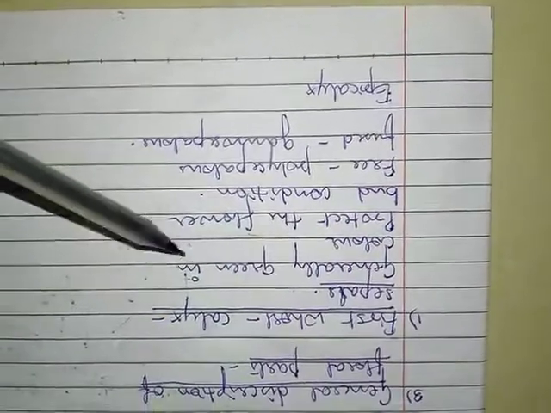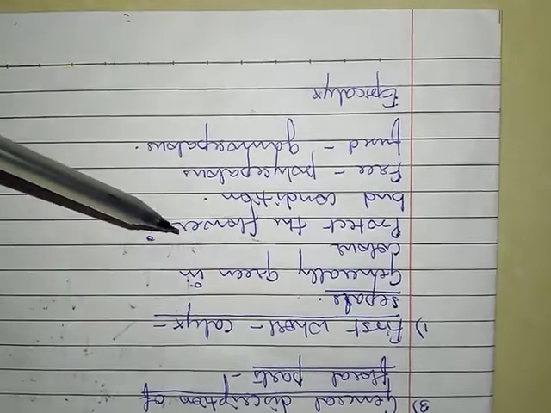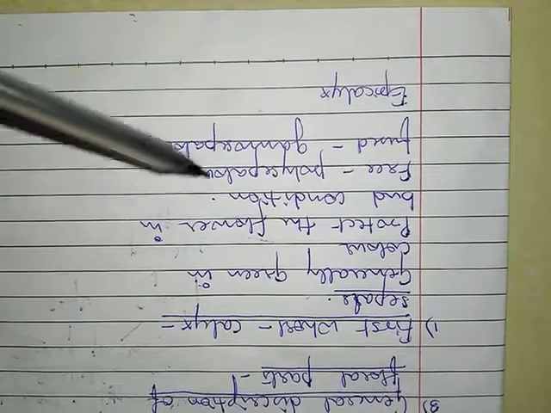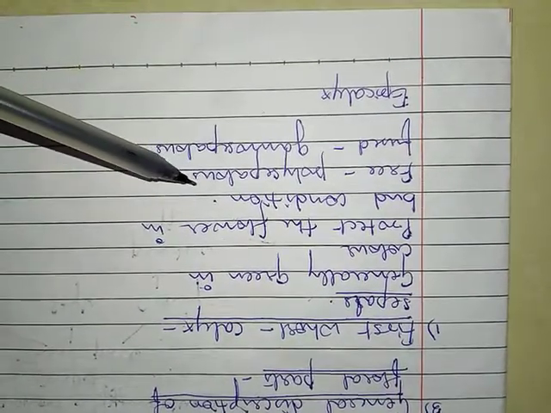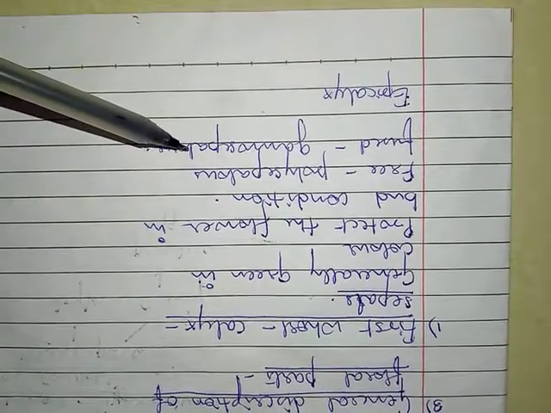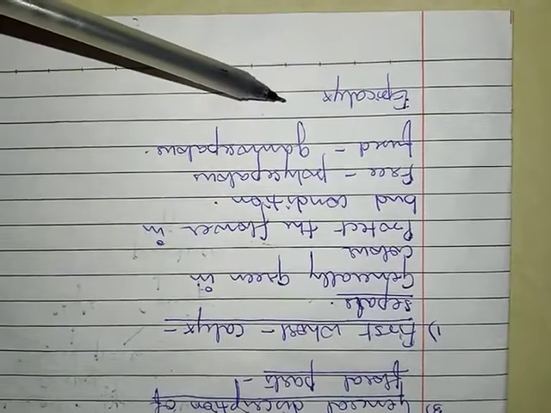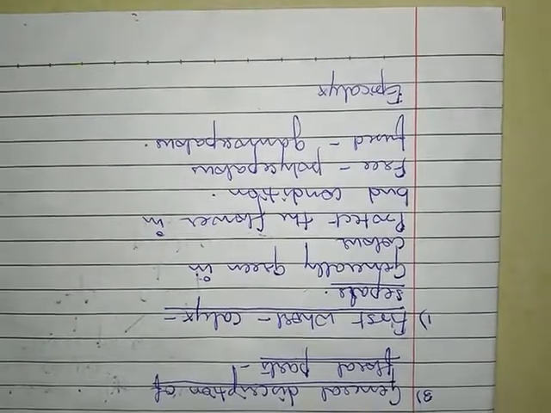They are generally green in color. They protect the flower in bud condition. If they are free, they are called polysepalous. If they are fused, they are called gamosepalous. An epicalyx condition is seen in the hibiscus family. Now we go to the second whorl of the flower, that is the corolla.